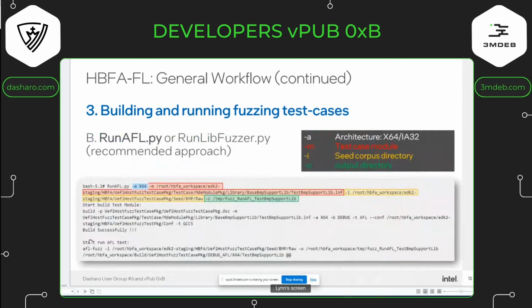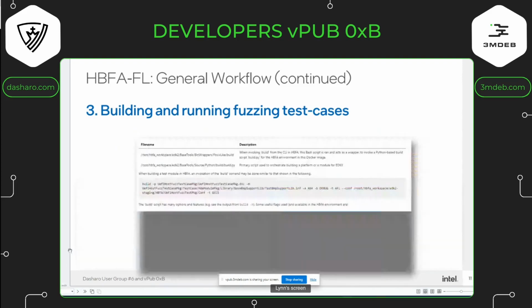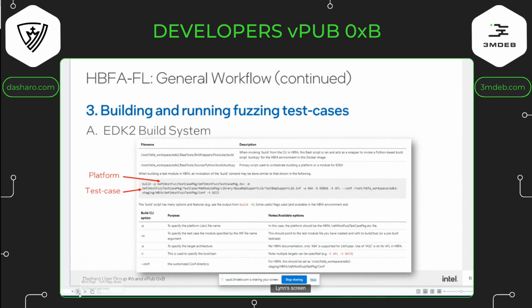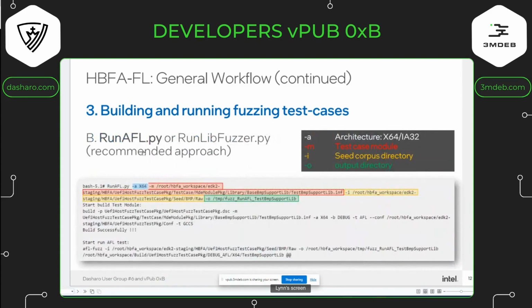So more convenient than that, though, instead of having to deal with tracking all of this and manually doing it, there are a number of fuzzing scripts to support this whole process and kick off fuzzing automatically. We have a run AFL and we have a run libfuzzer Python script. These do a number of things behind the scenes for you, of course, invoking that build command for EDK2, as well as starting the fuzzing run for you, for example.